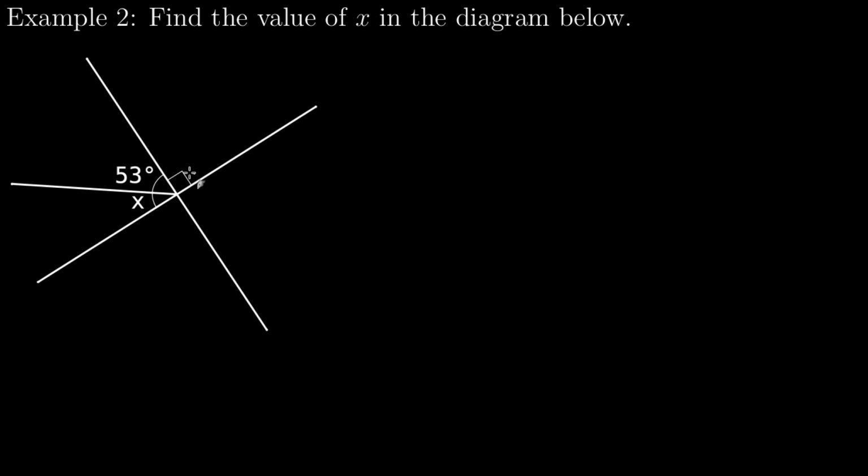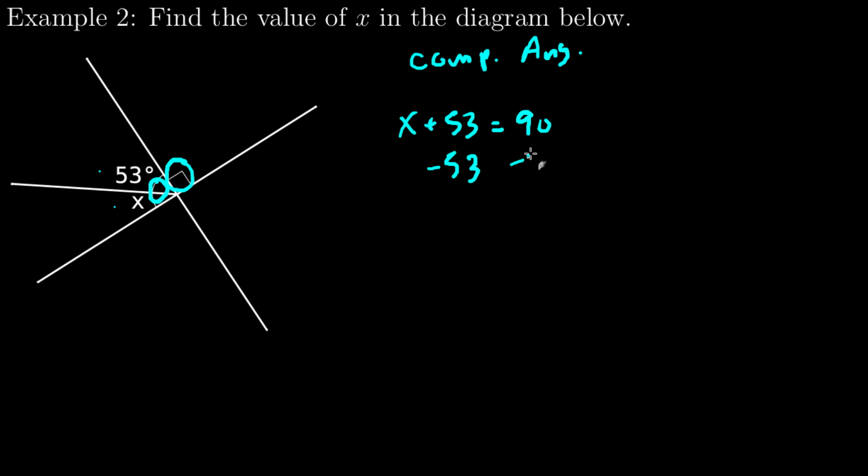Okay, in this one, I see the right angle here, means we have the right angle there. That means that X and 53 are complementary angles. That means that X plus 53 equals 90 degrees. Subtract the 53 from both sides. And that gives me that X is equal to 37 degrees. Again, go to the calculator if you need to.